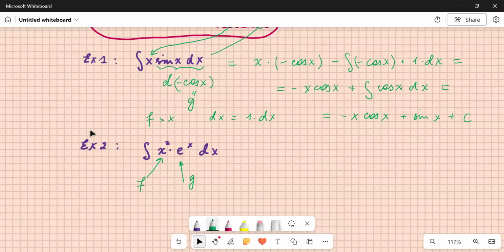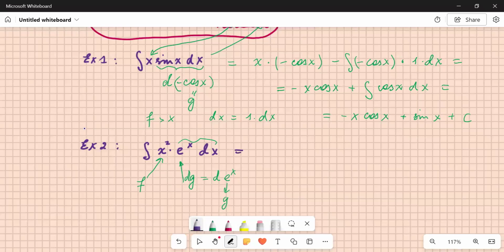How do I know that e to the power of x is going to be function g? Well, actually, this one's supposed to make a dg, right? But which function is supposed to be differentiated to give me e to the power of x dx? Conveniently, it's just e to the power of x. If you differentiate it, you are going to get this expression. So in this case, everything is simple. Your function f is x squared and your function g is e to the power of x.